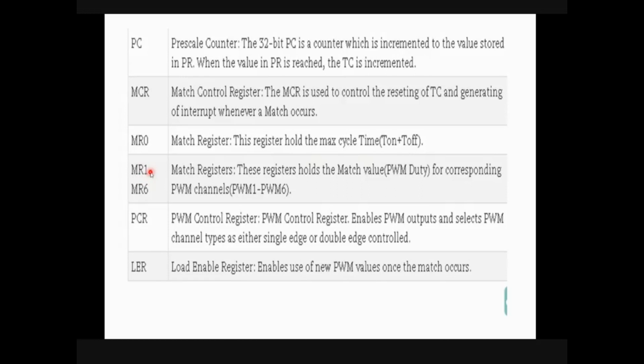MR register 1 to MR register 6, these are the match registers. These will hold the match value, that is the duty cycle value. Always the duty cycle is equal to on time divided by on plus off time period. So the on time period of the square wave will be stored in these match registers corresponding to the particular PWM channel. There are six PWMs, PWM1 to PWM6, in this LPC1768. MR1 is dedicated for PWM1, MR2 for PWM2, respectively. MR6 is dedicated to PWM6.